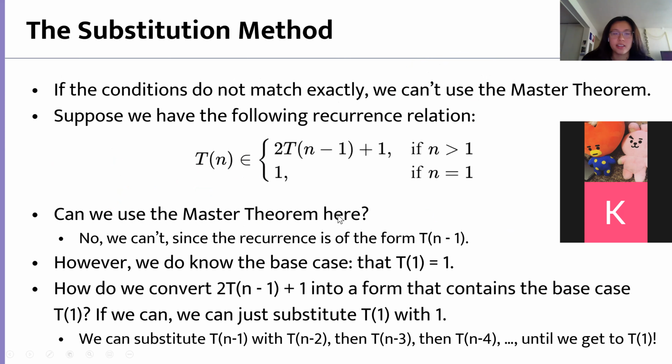So in the case that the equation you're given is not in the form where you can use the master's theorem, we can also use the substitution method to solve it. In this case, we can't use the master's theorem here because this term has an n minus 1. If you remember from the previous slide, in order to use the master's theorem, your term here has to be like n over b. So we can't use that. But we do know the base case. It is given here, T of 1 is equal to 1. And so pretty much we can keep substituting.